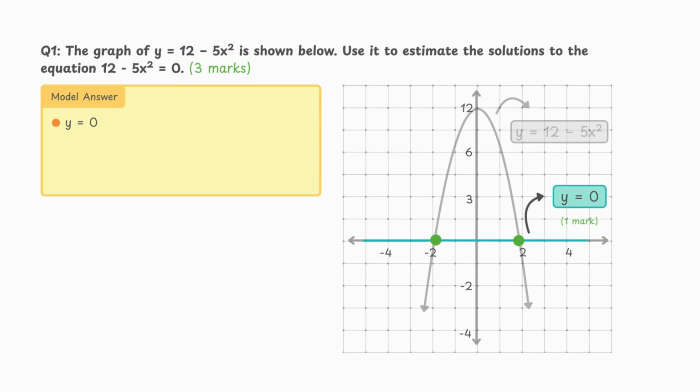Now look carefully at the graph. We can see that the curve crosses the x-axis at 2 points. One point is on the left side, and the other point is on the right side. Now focus on the x values of these points.